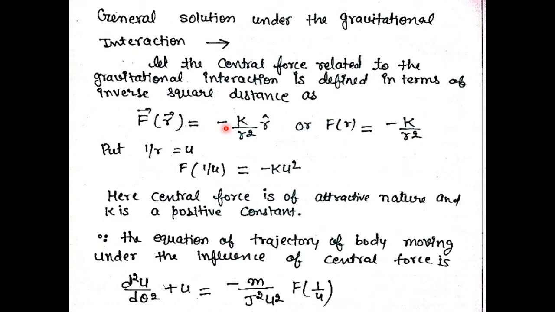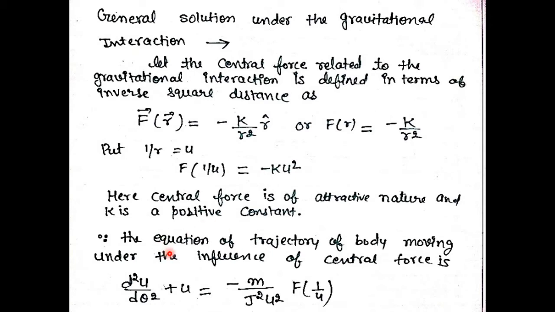Fr equals minus k upon r square, or in the magnitude form we will write Fr equals minus k upon r square. If we put u equals 1 upon r, then what we get? Here this will be f(1/u) and this will be minus k upon u square. Here the central force is of attractive nature because we are taking the negative sign. This constant k is positive. This sign shows the force is attractive.